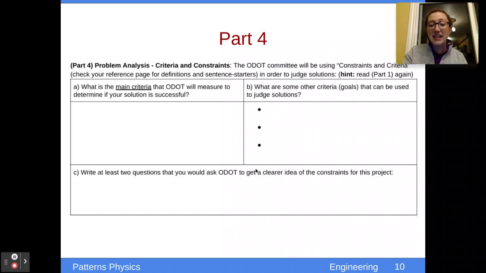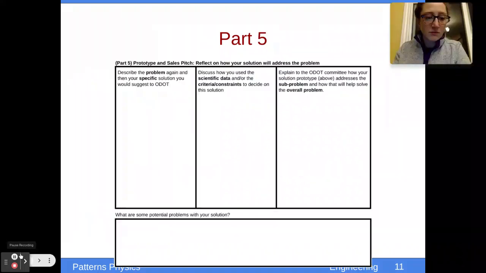All right. And then the constraints, which you should be pretty comfortable with, these are the limitations. So what kinds of questions do we need to ask to really understand what is limiting the scope of what we are allowed to do? There is some more support on the reference page for part 4 as well as part 5 that I'm about to go into. So, check that out.